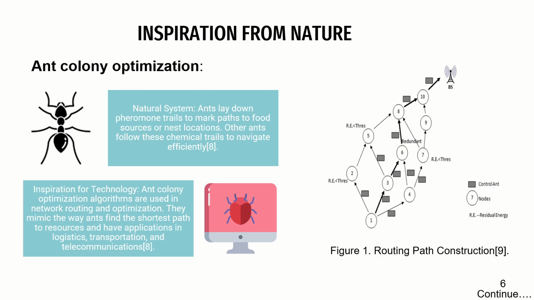These are the inspirations from nature, starting with ant colony optimization. The natural system behind ant colony optimization: ants lay down pheromone trails to mark the path to a food source or nest location. Other ants follow these trails to navigate efficiently. The inspiration for technology: ant colony optimization algorithms are used in network routing and optimization. They mimic the way ants find the shortest paths to a resource and have application in logistics, transportation, and telecommunication.